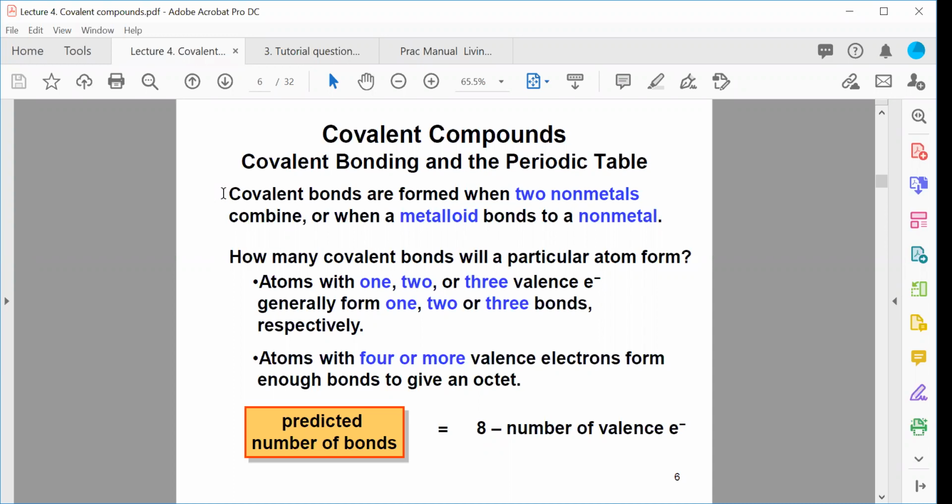All right, so that's covalent bonds, when 2 non-metals combine, or when a metalloid bonds to a non-metal. Some rules for you. How many covalent bonds will a particular atom form? So atoms with 1, 2 or 3 valence electrons generally form 1, 2 or 3 bonds respectively. We've seen some examples of that. Atoms with 4 or more valence electrons will form enough bonds to give an octet, and we've seen some examples of those. So the predicted number of bonds for a particular atom equals 8, take away the number of valence electrons. And I think you are all over that already, which is fantastic.